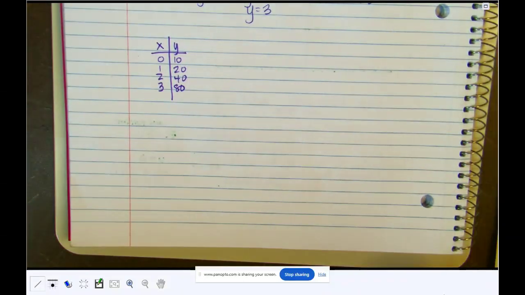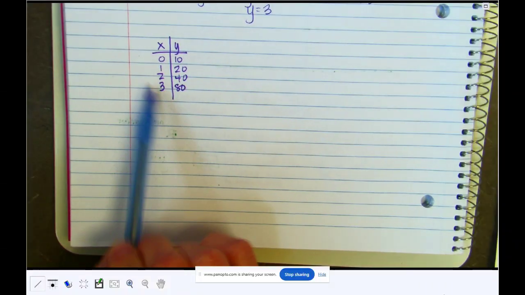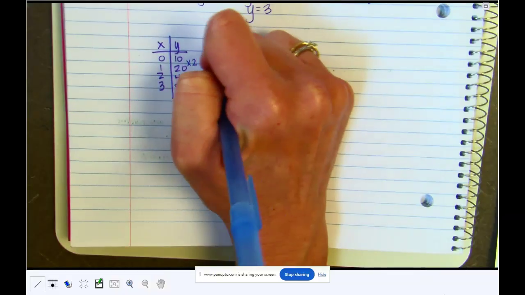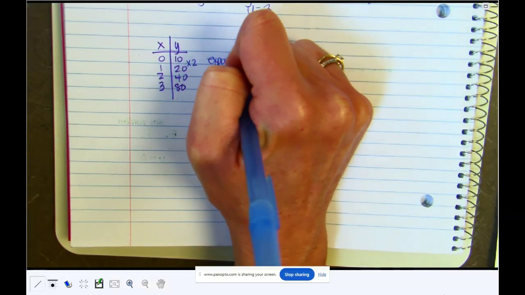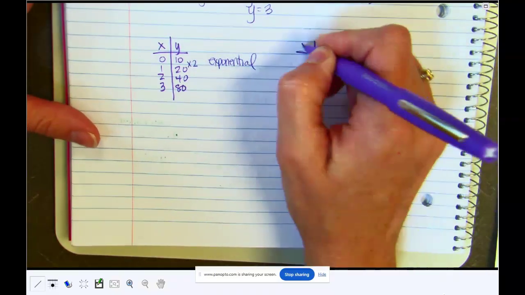What is linear, exponential, or neither? I think it's exponential. Okay, the definition of exponential is that it multiplies by the same number every time. What number do we multiply by here? 2. If we can go, hey, we multiplied by 2 every time, this is exponential. Okay, folks, so that should be in your notes.